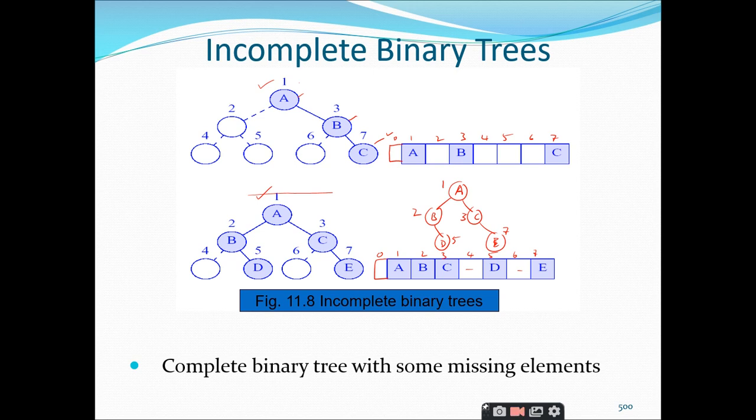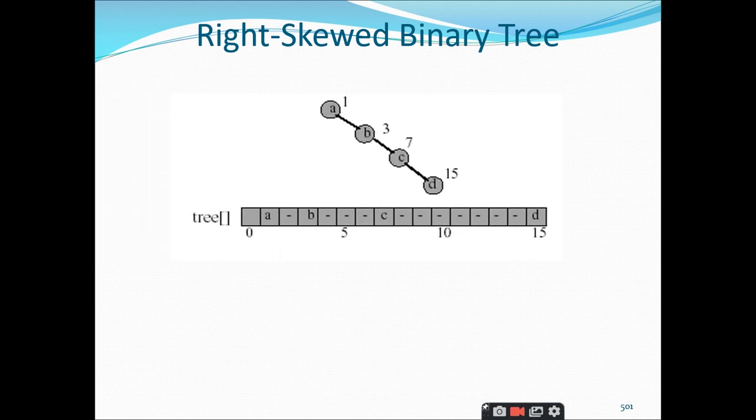Yes, sir. So let us take one more example, the right skewed binary tree. What do you mean by right skewed? Binary tree with only right children, sir. So it is a binary tree where we have a right child for each and every node, no left children, right? So if you consider this example, I have only 4 nodes here, denoted by A, B, C and D.